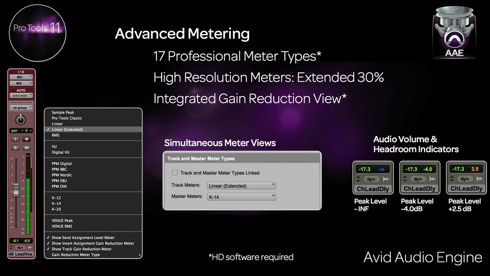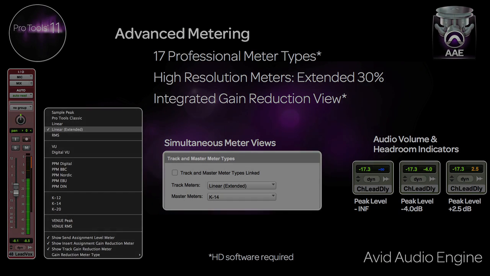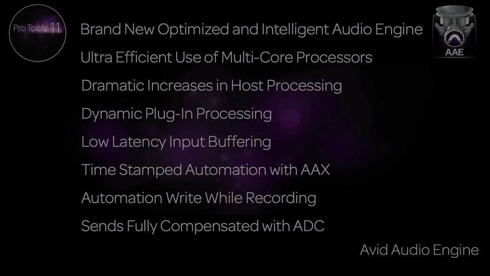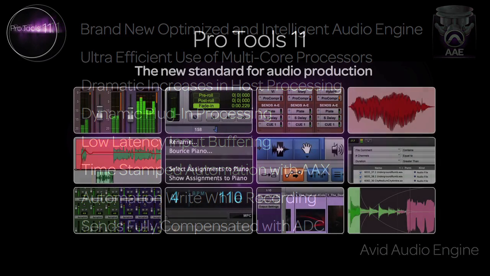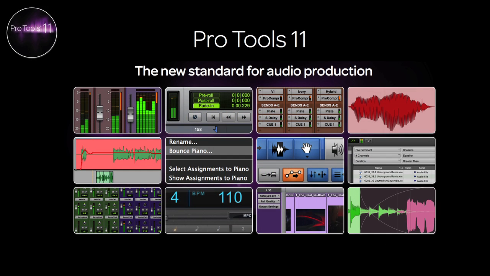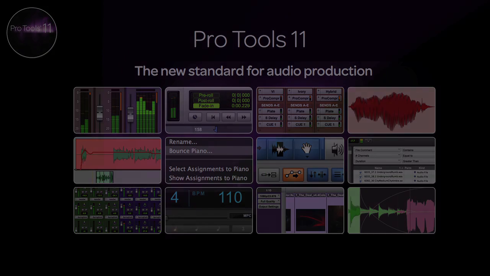And, with the power of the new audio engine, Pro Tools 11 now has advanced metering capabilities. This will be shown in more detail with a separate video. Avid has gone back to the drawing board and created a new and powerful audio engine for Pro Tools 11. With new features such as dynamic plugin processing and the low latency input buffer, as well as the other enhancements, it is easy to see why Pro Tools 11 is the new standard for audio production.